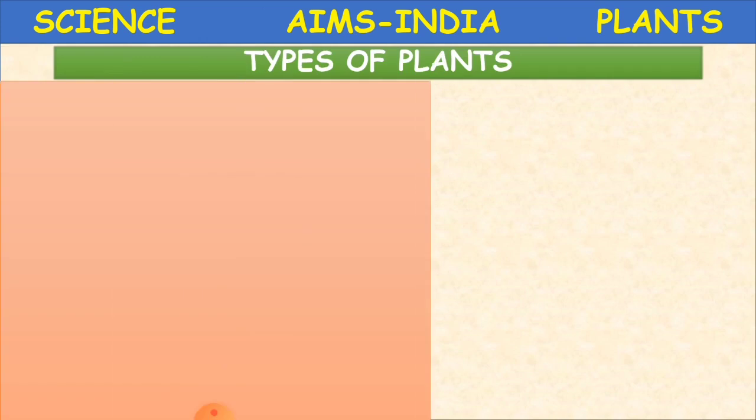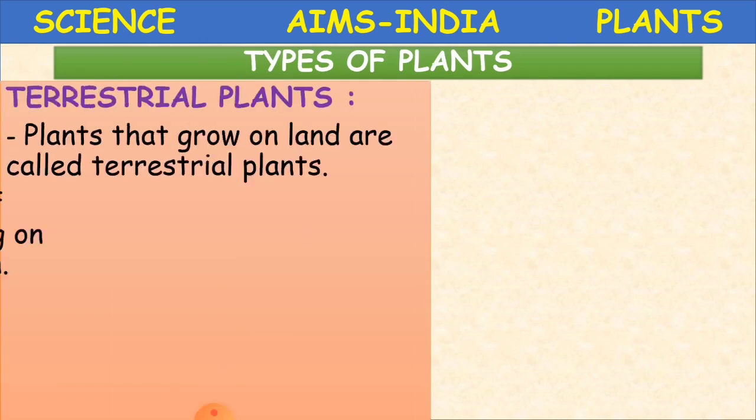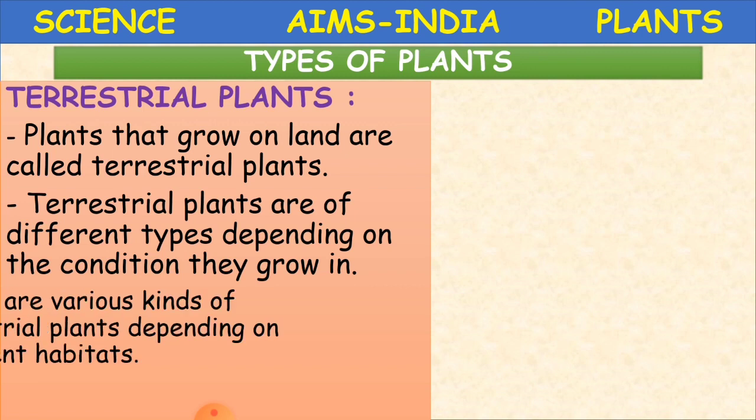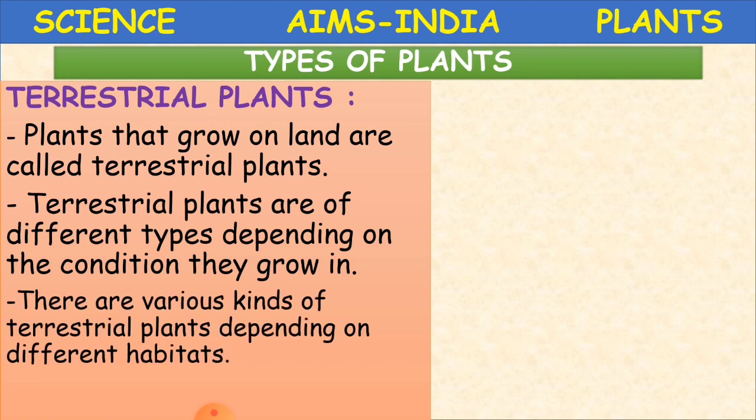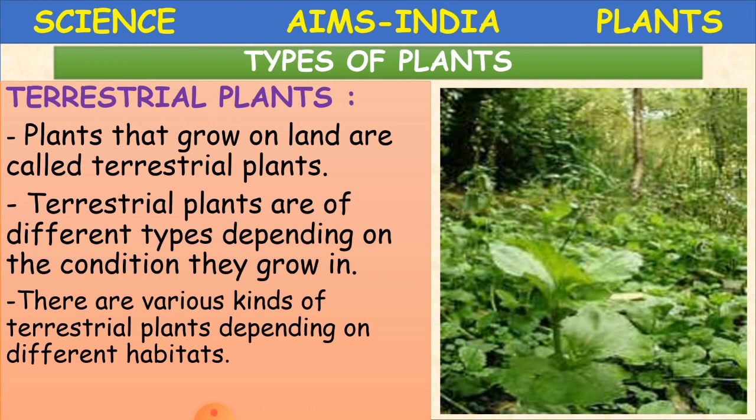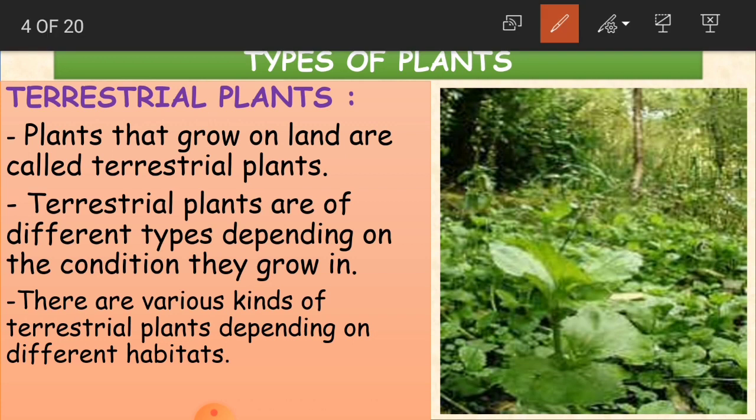Now, what are the types of plants here? We have so many types of plants. We'll learn one by one. The first one is terrestrial plants. Terrestrial plants. What do you mean by terrestrial?